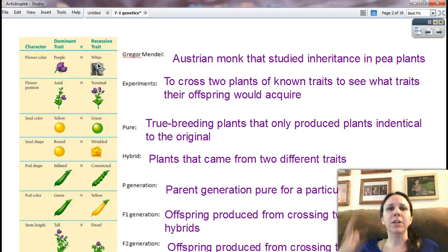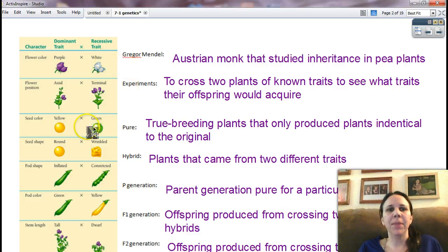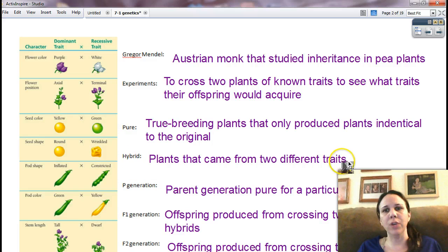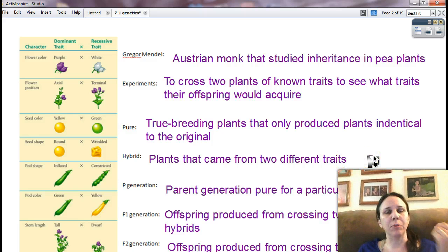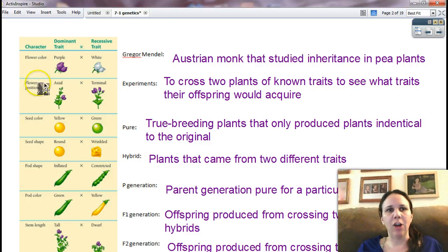Well, if you cross a pure German Shepherd with a pure Dachshund, you're going to get a hybrid. You're going to get a mutt, okay? Well, mutts in science talk, we call that a hybrid. So that's just a blend. So a hybrid is a plant that comes from two different traits, or a dog that comes from two different purebred parents. And what he saw is in the results, they all came out one of the two traits.